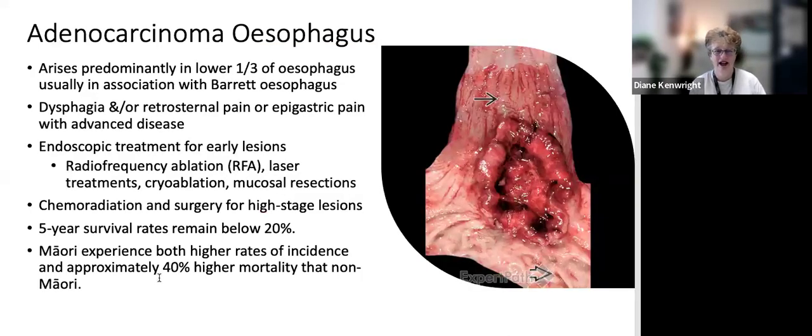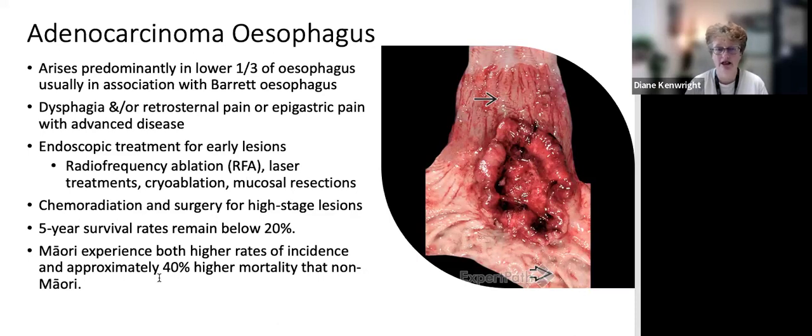Let's think of adenocarcinoma of the esophagus. There's that picture there of this rolled edge ulcer, which is typical of carcinomas of the esophagus and stomach. So adenocarcinoma of the esophagus, remember, we're talking about adenocarcinoma now. It arises in the lower third of the esophagus in association with Barrett's esophagus, because this is where the reflux is.